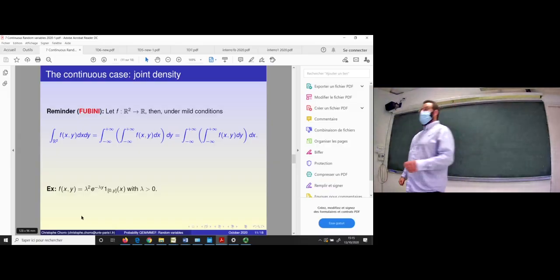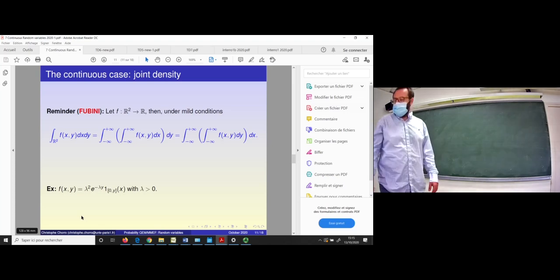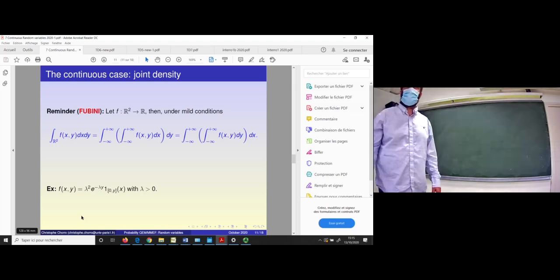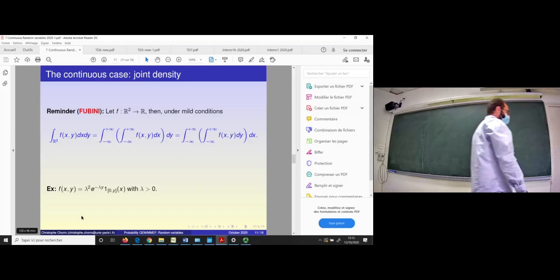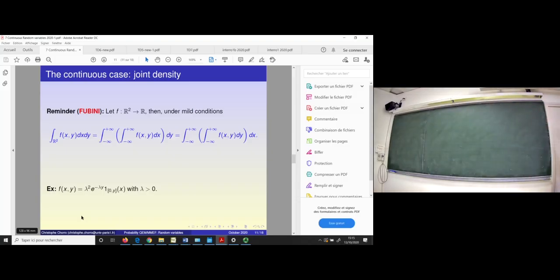Before continuing the course, just a little remark. It's what we call the Fubini theorem, but I don't want to go into too much detail, just tell you what you are going to be able to do in this course. Okay?